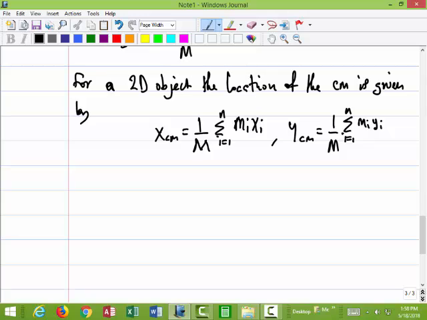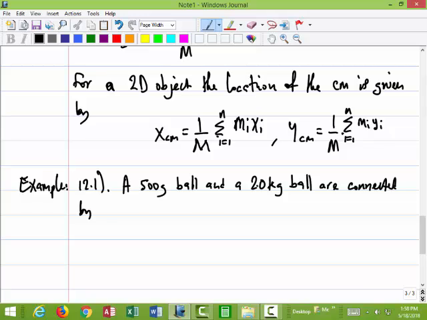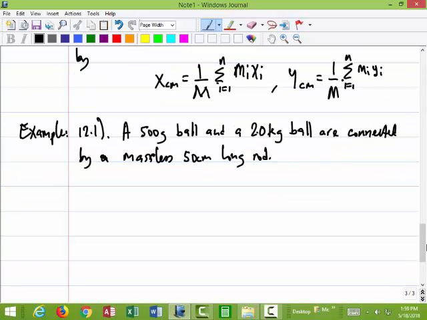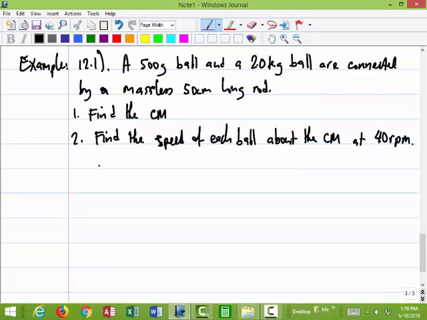Let's look at a quick example of how we would use this formula. Let's consider an example from your textbook. This is example 12.1 in your textbook. A 500-gram ball and a 2 kilogram ball are connected by a massless 50 centimeter long rod. Let's find the location of the center of mass and the speed of the balls as they rotate about the center of mass. So let's first draw a diagram.